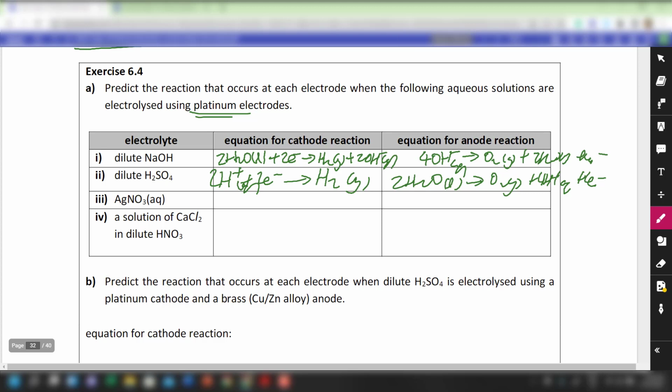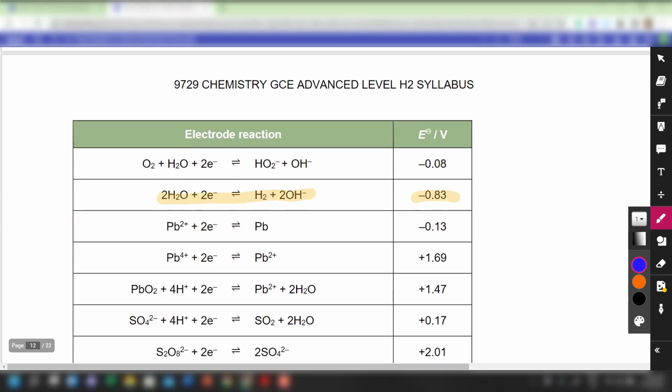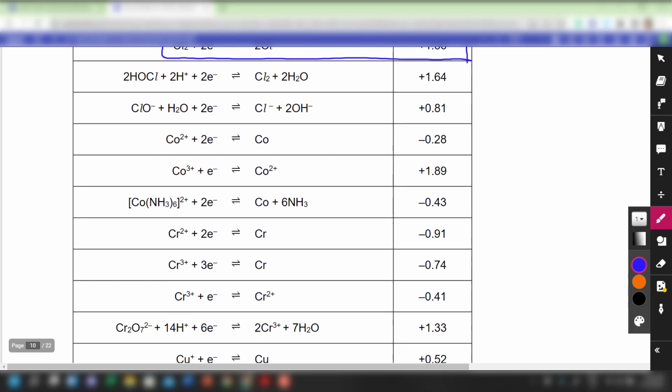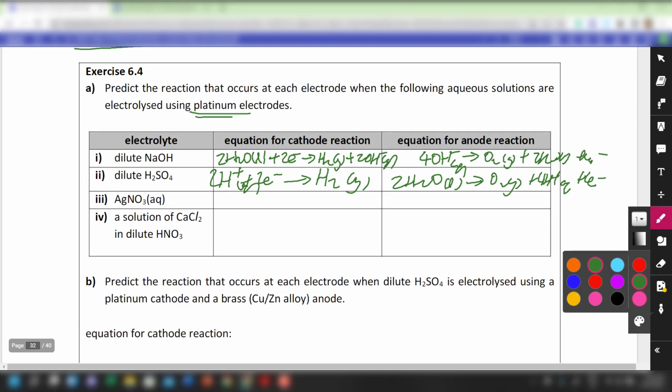Next, what about silver nitrate? Again, we compare the reduction of water, which is -0.83 volts, versus the reduction of silver. The reduction of silver is much more positive, so I expect silver to be reduced at the cathode to give us solid silver. Then what about at the anode? The nitrate is already in its highest possible oxidation state, so I will not expect nitrate to be further oxidized.